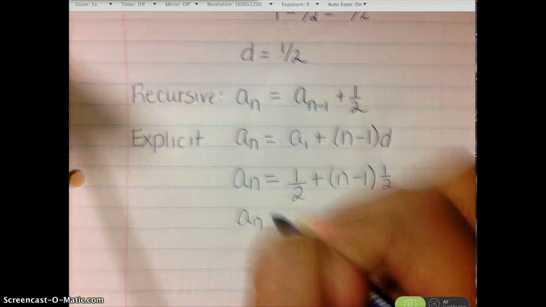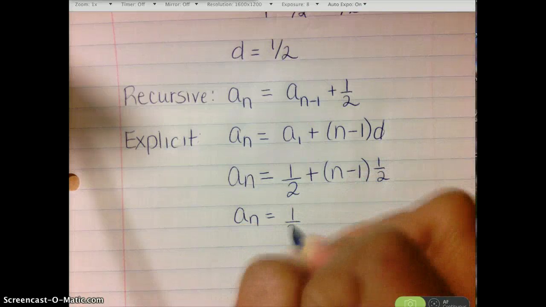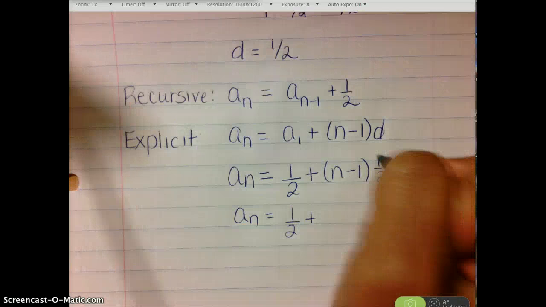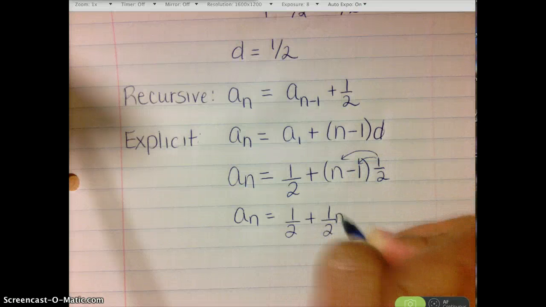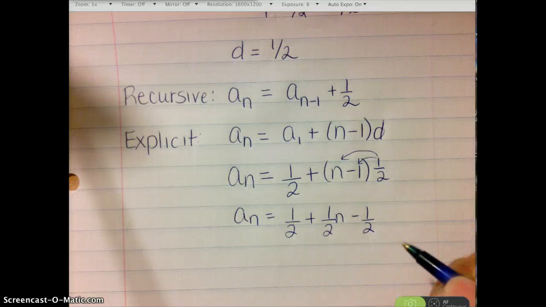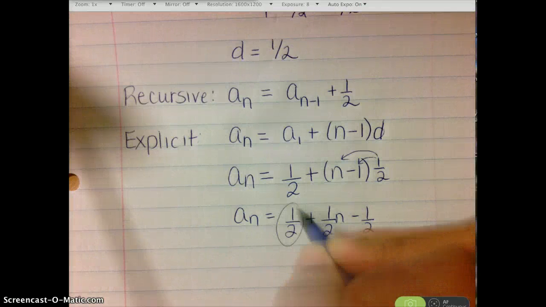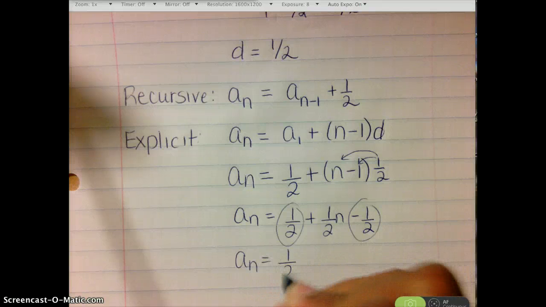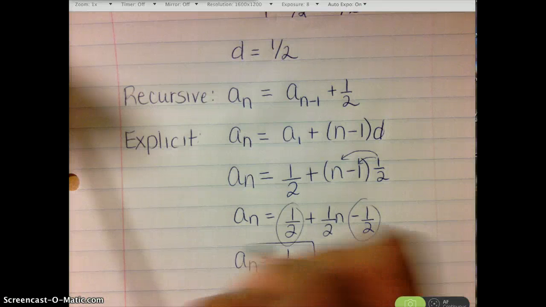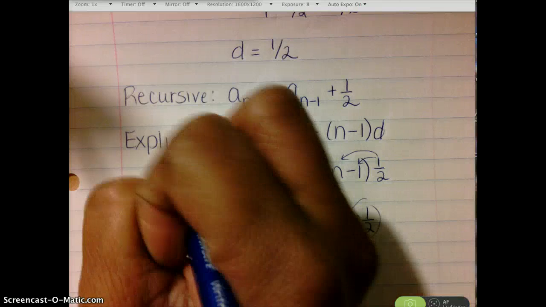So this is a sub n equals 1/2 plus, use your distributive property here, 1/2 n minus 1/2. Combine your like terms. These cancel. a sub n equals 1/2 n. So that is your explicit formula.